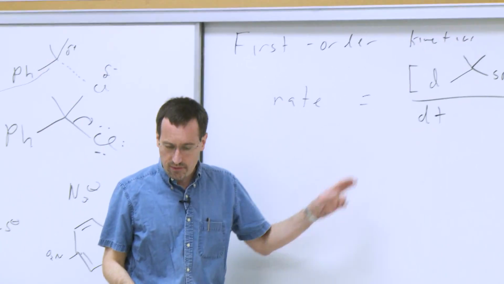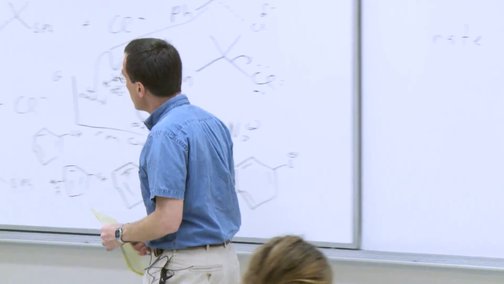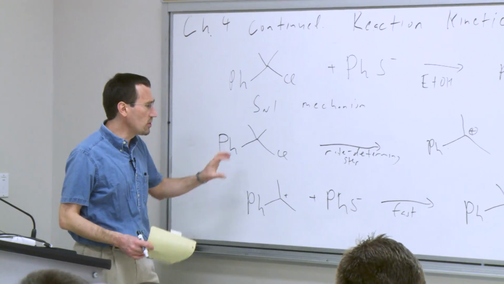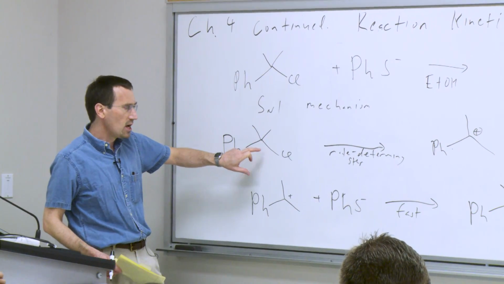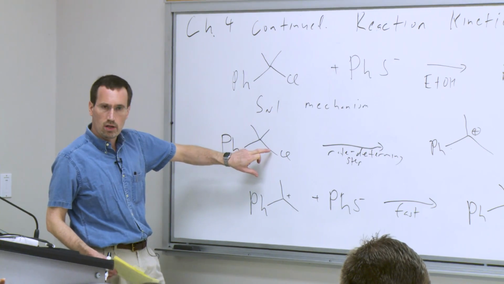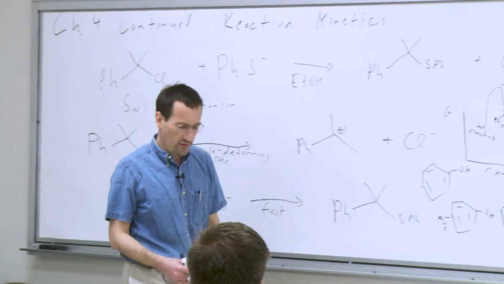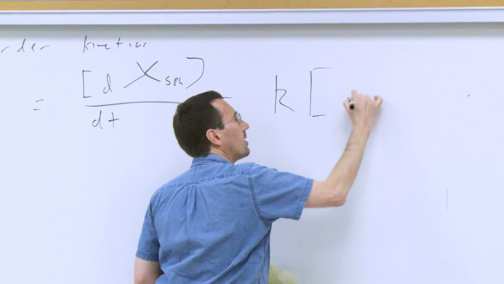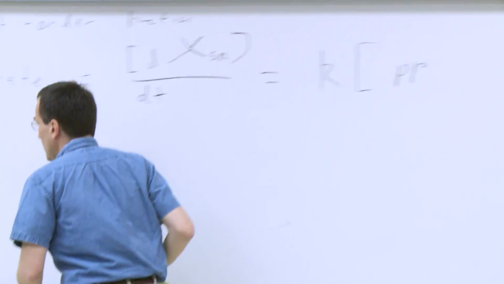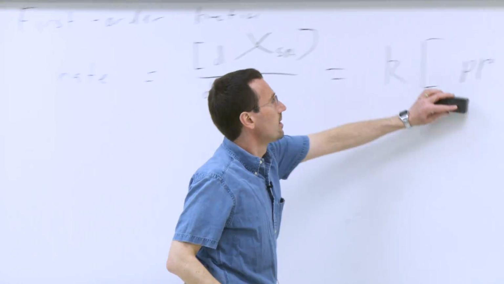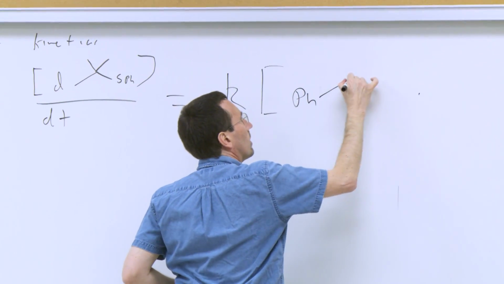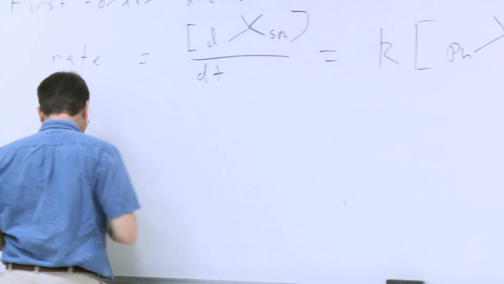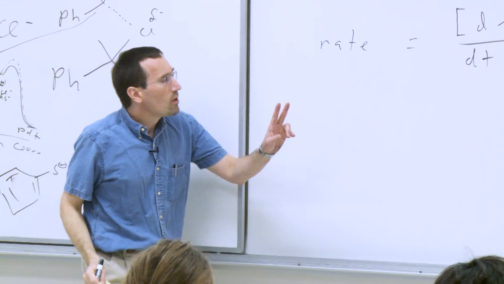And the kinetics of this reaction for a first-order reaction where the ionization is the rate-determining step, that's unimolecular kinetics. In other words, the rate is going to be proportional to the concentration of reactant. So we would say k times the concentration of reactant.